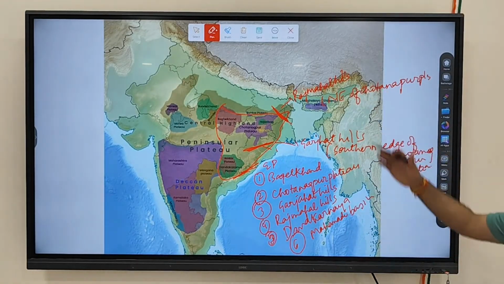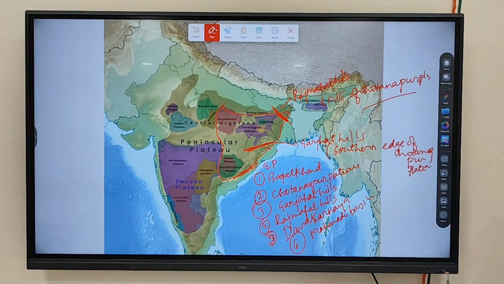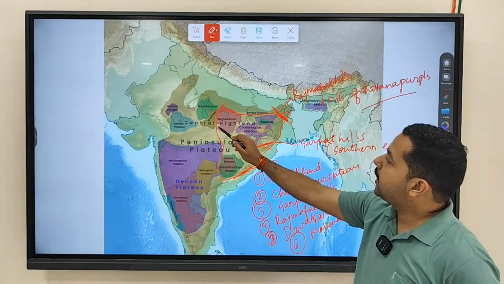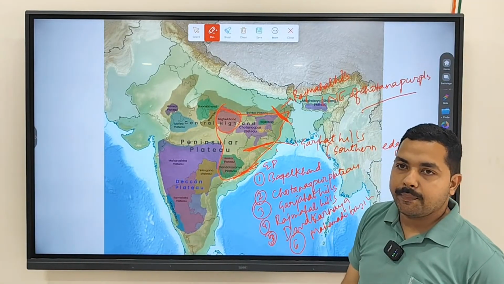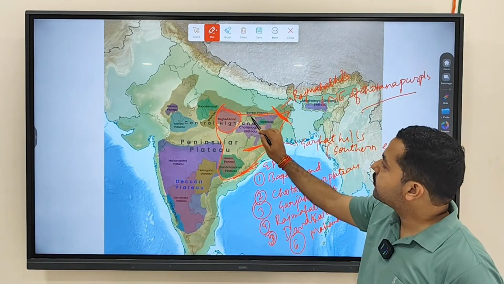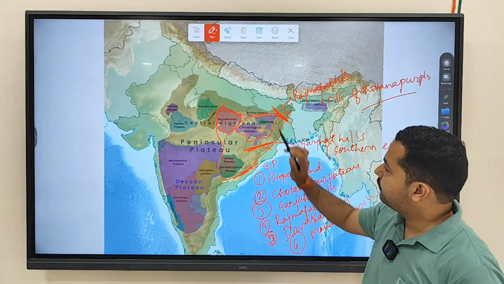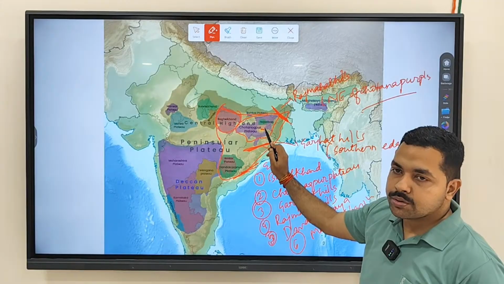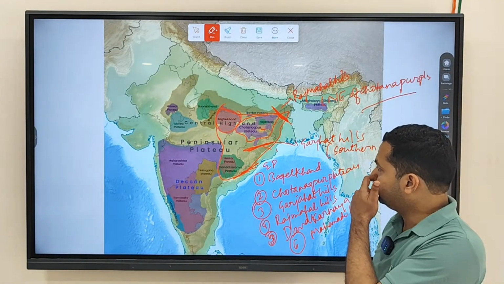Fine. So on the northeast edge you'll find Rajmahal Hills. On the southern edge, you're going to find Garjat Hills. So with these 2 hills, then you'll find this region as Bundelkhand. And this region is Chota Nagpur Plateau region.